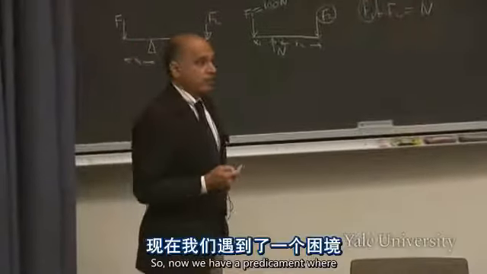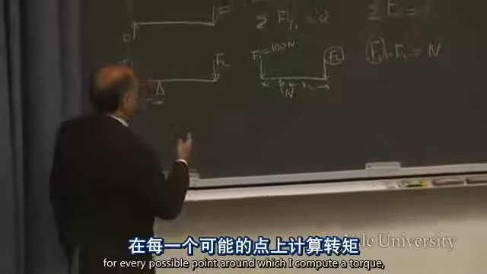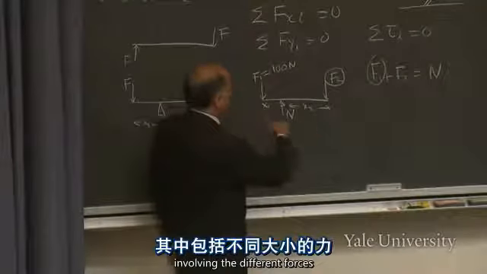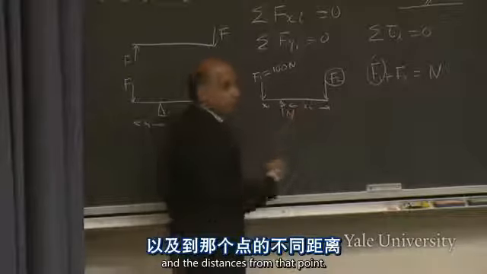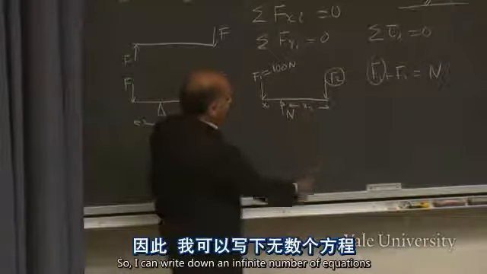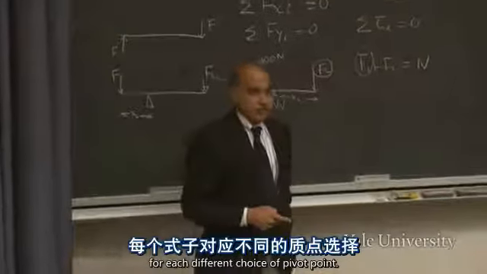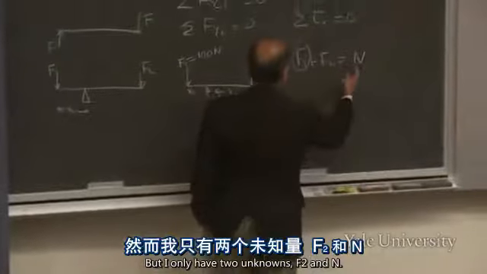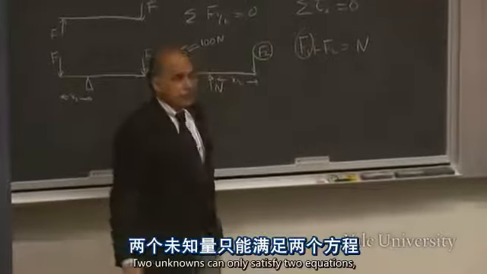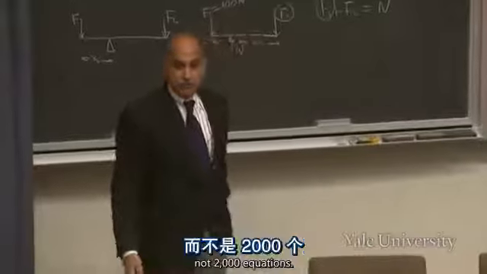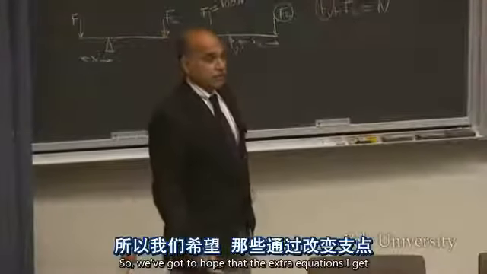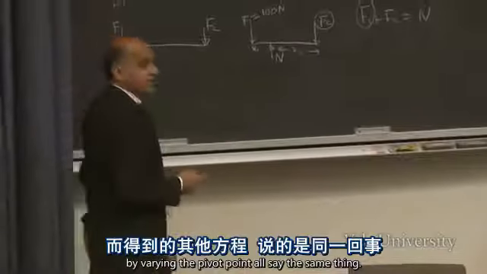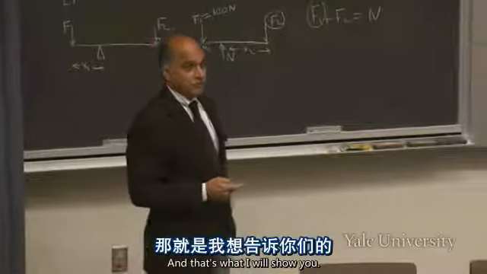So now we have a predicament where for every possible point around which I compute a torque, I will get a condition involving the different forces and the distances from that point. So I can write down an infinite number of equations for each different choice of pivot point. But I only have two unknowns, F2 and n. Two unknowns can only satisfy two equations, not 2,000 equations. So we have to hope that the extra equations I get by varying the pivot point all say the same thing. And that's what I will show you now.